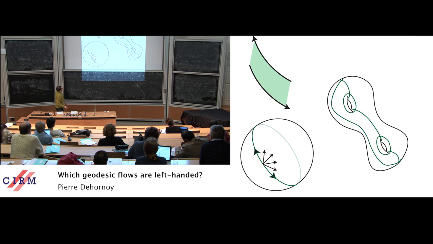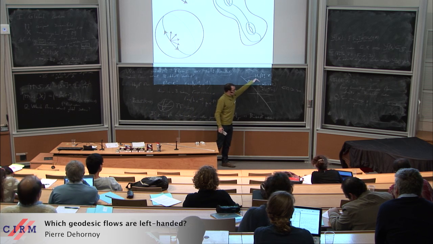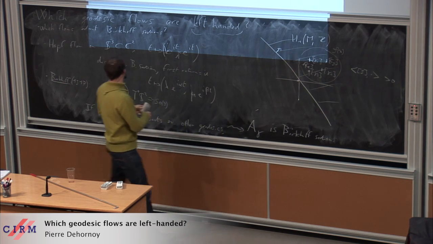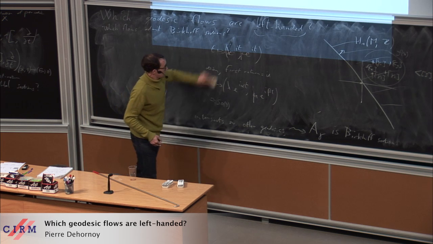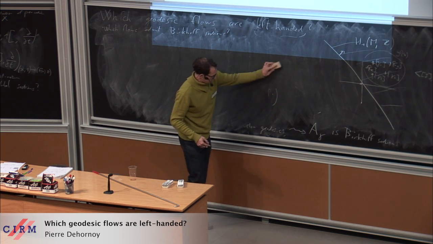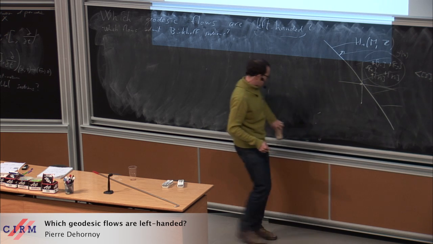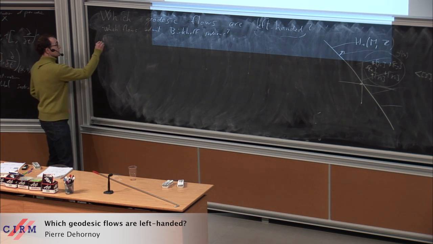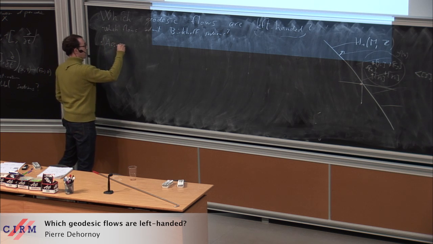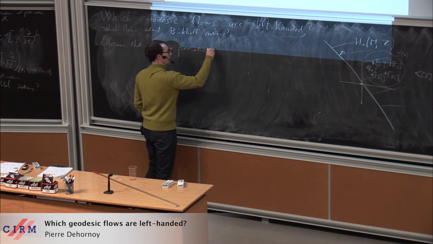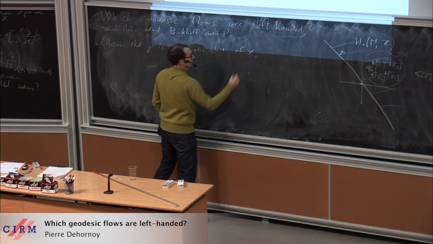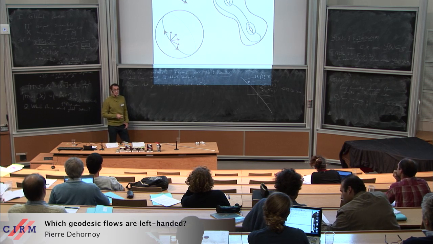Okay, let's come back to left-handedness. Let's just use this criterion illustrated here to see when we can find a Birkhoff section. We have seen examples of flows with Birkhoff sections. The next question would be: assume that gamma is a periodic orbit of a flow. Does gamma bound a Birkhoff section?